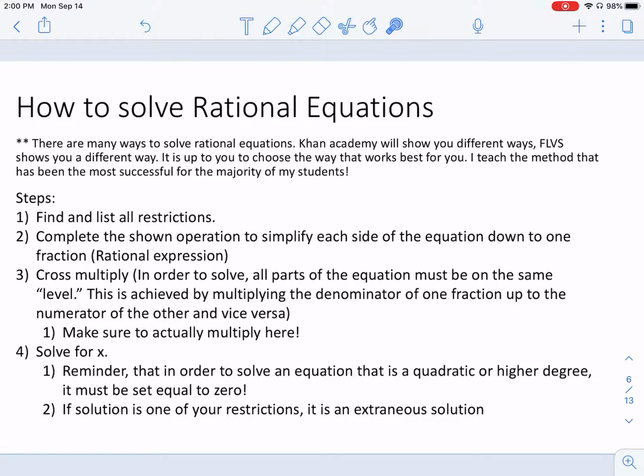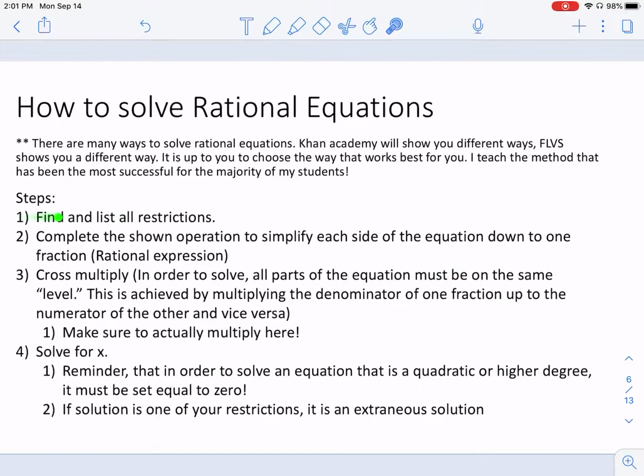That being said, if you look at Khan Academy, if you're looking at Florida Virtual School, or any of your other online resources, you might find different methods. Choose the one that works best for you. This is my method, and you can find my method right here.